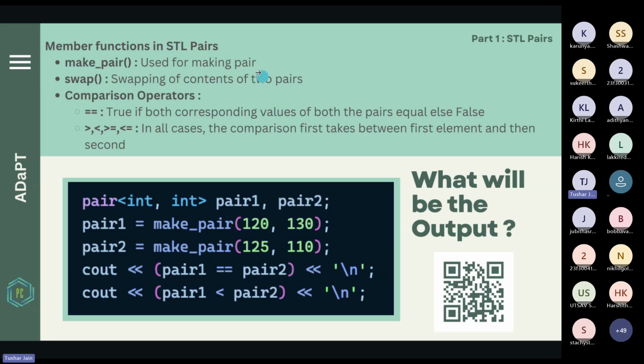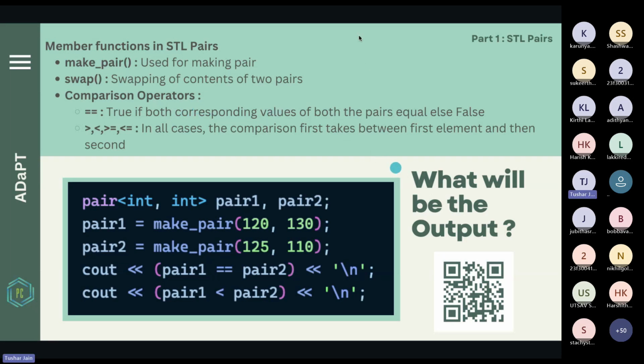So similarly, if both the values of the pair are equal, like the first value is equal to the first value and the second value is equal to the second value, then both of the pairs are considered the same. And similarly, for all the other comparison operators, we compare the first one first, and if the first one is equal, then we look at the second one. That is what we do.